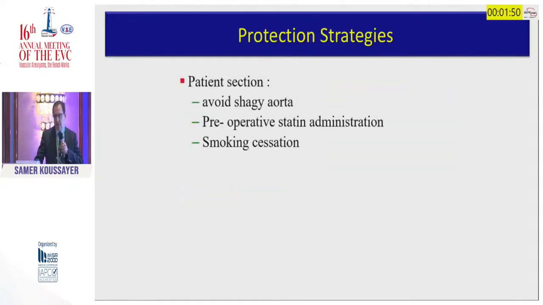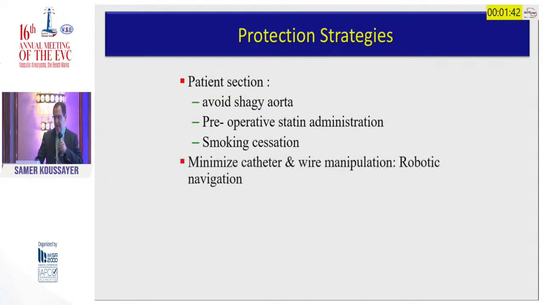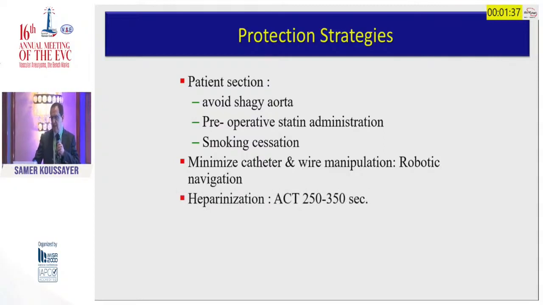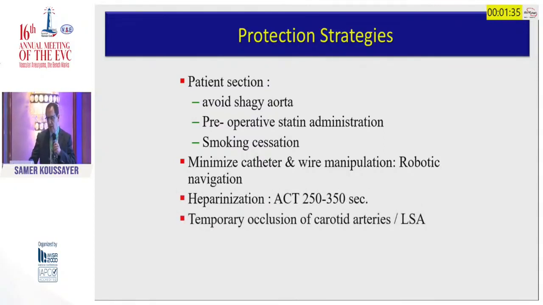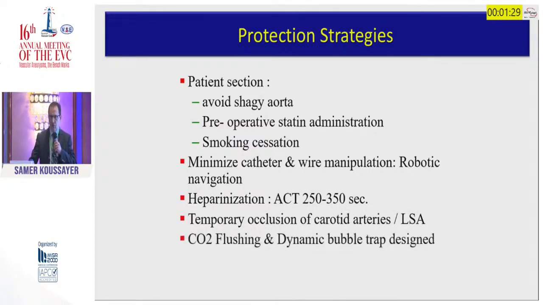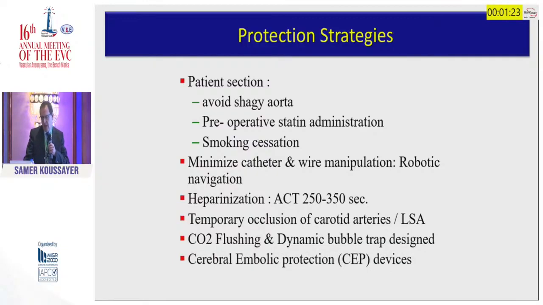How can we protect from stroke? By patient selection to avoid shaggy aorta, giving statin, and stopping smoking. We need to minimize catheter and wire manipulation. Try to keep an ACT at least between 250 and 350. Some people use temporary occlusion of the carotid artery or left subclavian artery. Recently, we started using CO2 flushing to get the air out from around the graft. And again, recently, we started using the CEP devices.